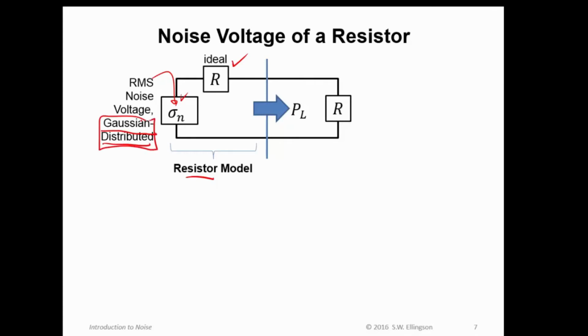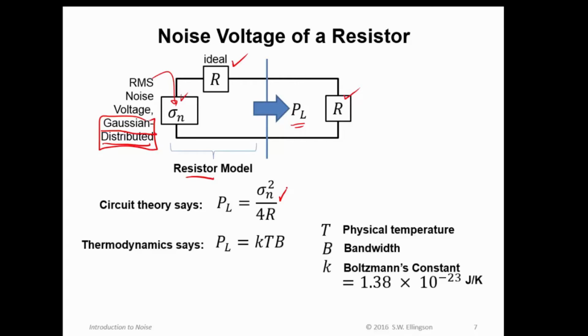That wasn't required previously, but now I'm going to invoke that, recognizing the fact that that is, in fact, the case for thermal noise. Once again, I'm delivering a power P sub L into this resistor, and I just worked out what P sub L should be in terms of this statistical noise voltage. Now, circuit theory from the previous page says the dissipated power is simply the variance of the noise voltage divided by 4R. However, we have this other branch of science known as thermodynamics.